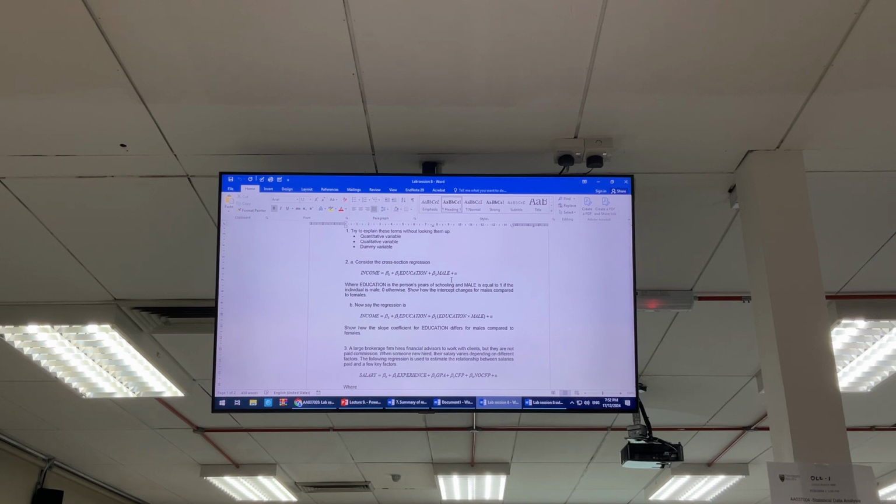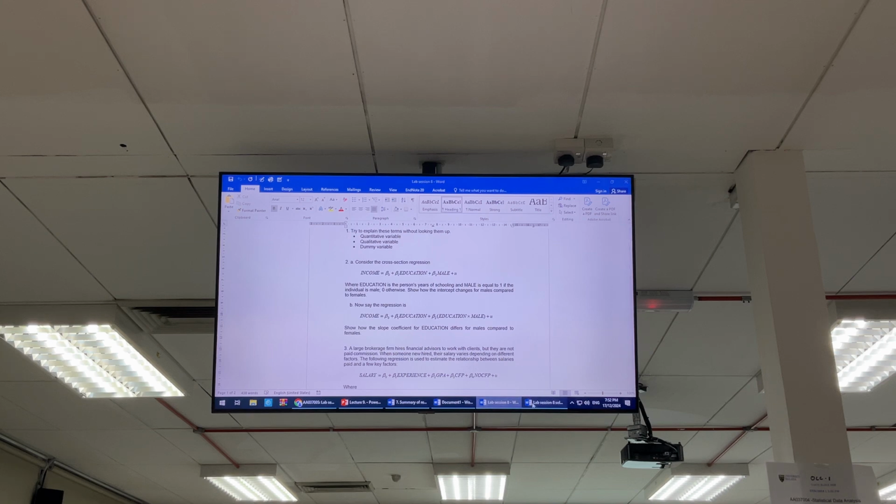Male is the dummy variable. So male is equal to 1 if the individual is male, 0 otherwise. Show how the intercept changes for male compared to female. Because we have one dummy variable, it allows us to differentiate the two categories, male and female, in terms of intercept. If the variable is 1, then male has an additional part of the intercept, beta 0 plus beta 2. For the case of female, the variable is 0, so we only have beta 0.